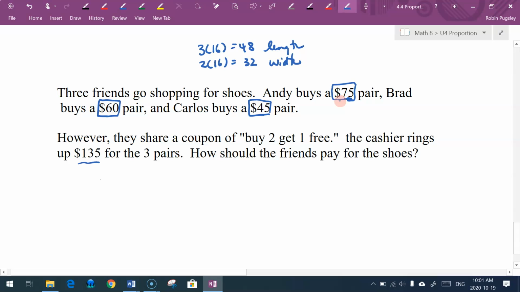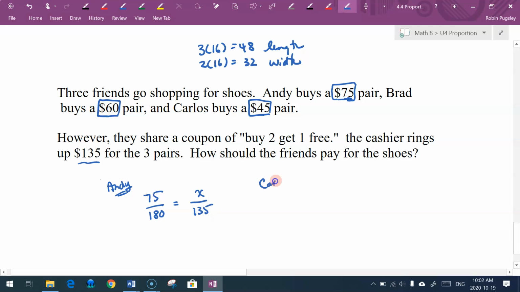All right, so we have these three pairs. How much should they all pay if we want to keep it in proportion? Well, we know that Andy paid $75 out of the 180. That was the proportion of what he chose, because 75 plus 45 plus 60 is 180. And so we want to know, what proportion should Andy pay if they're only paying 135, right?